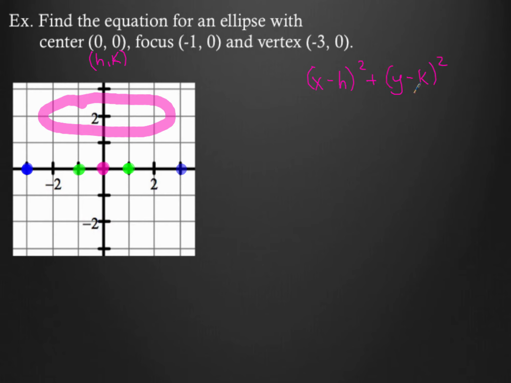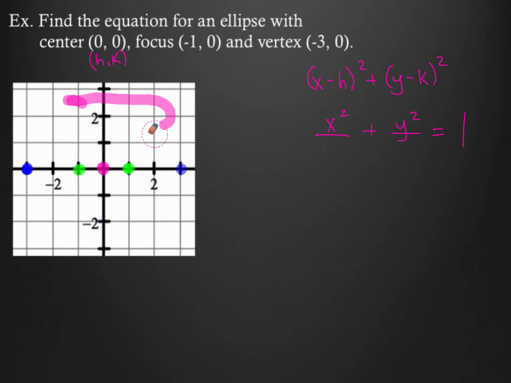And that's going to be over stuff and everything, but if h and k are both 0, then I'm just going to have x squared plus y squared. Now my ellipse is set equal to 1. I don't know what's in the denominator yet, but we're going to figure that out real quickly.